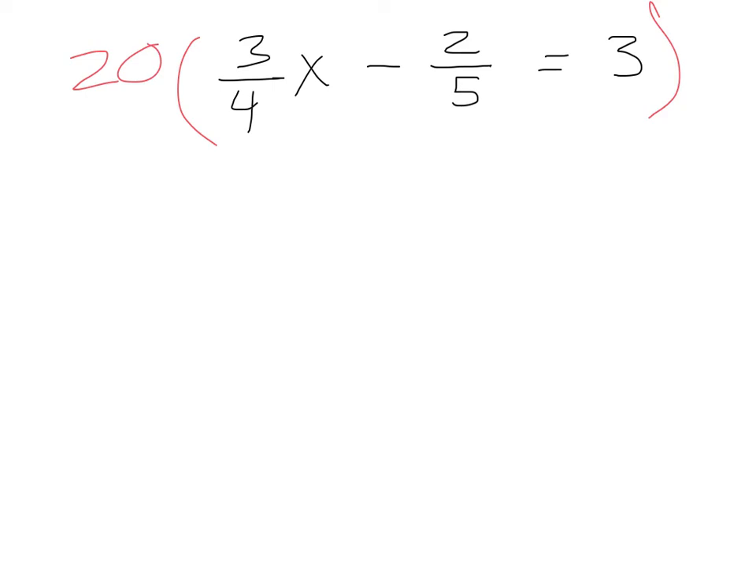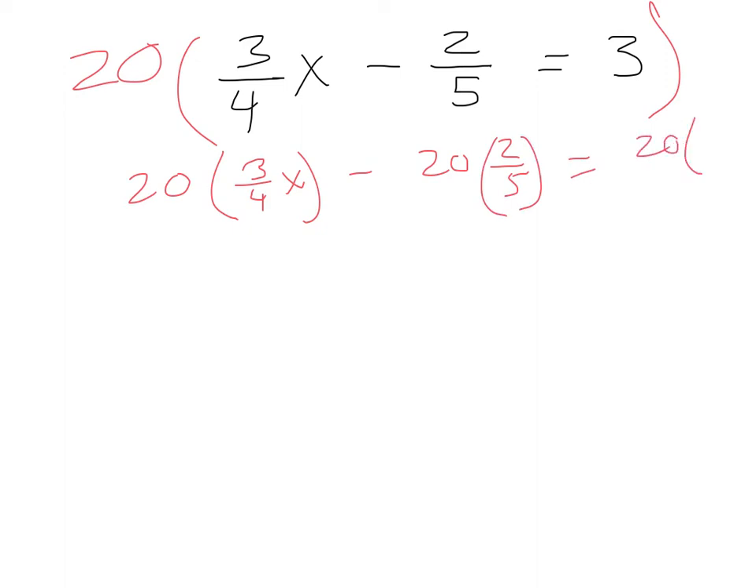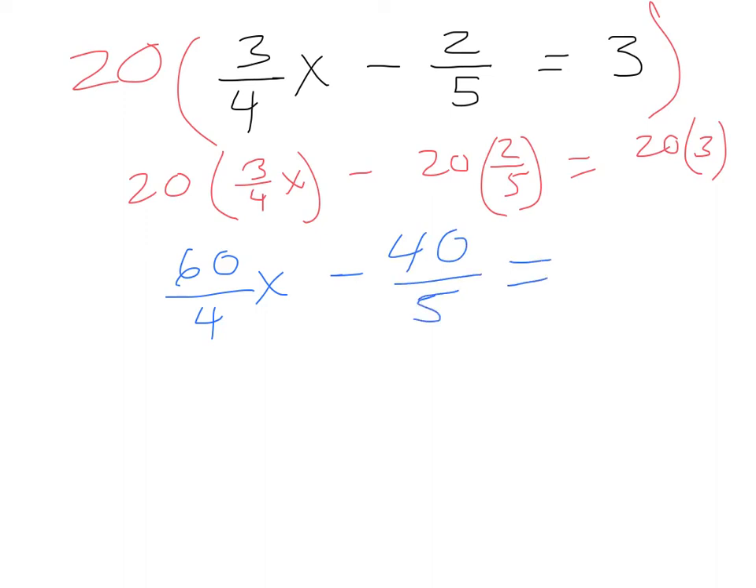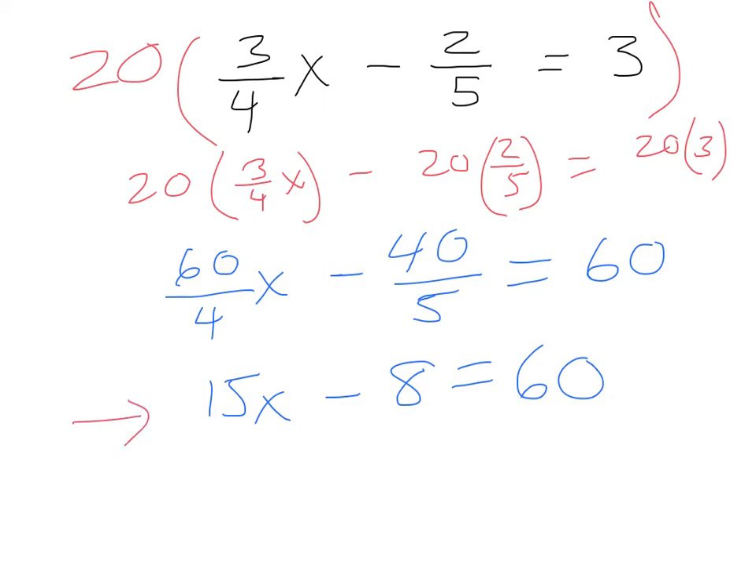Awesome. Let's do it. 20 times the first idea, then 20 times the second idea, and then 20 times the last idea out here. Here we have it. On top we've got 60 over the 4 with the x. Here we have 40 over the 5. And lastly we have 60. Oh my gosh, this is exciting. 60 divided by 4 today, I think it's 15. X minus 8 equals 60. And by golly, this is an easy equation to solve.